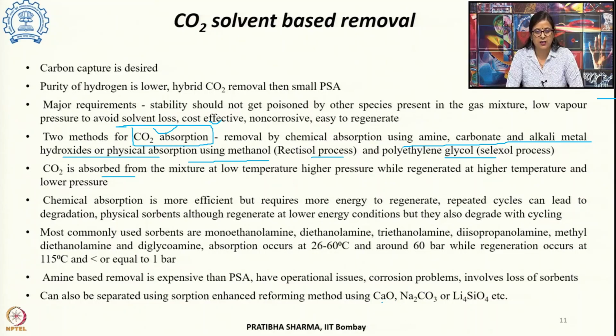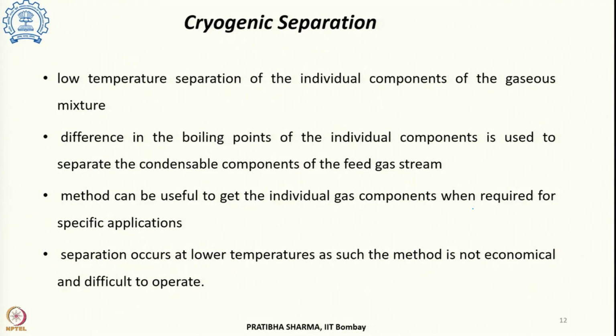And previously, during the steam methane reforming process, these compounds were used to absorb the carbon dioxide: CaO, Na2CO3. These are the chemicals that can be used for absorbing the carbon dioxide. Next is the cryogenic separation.